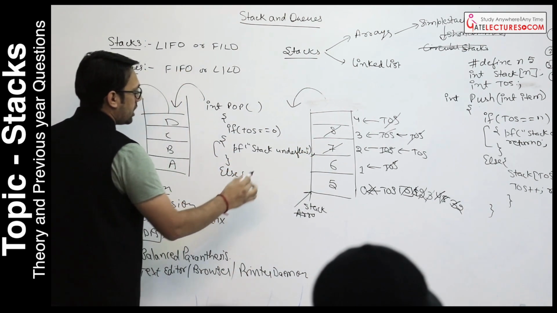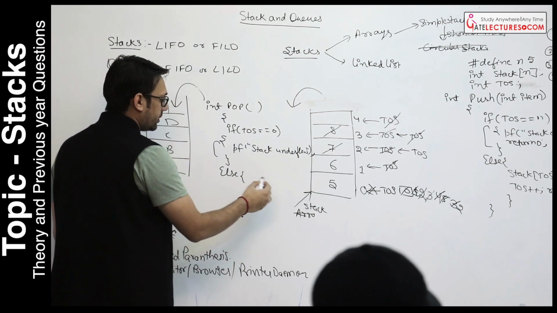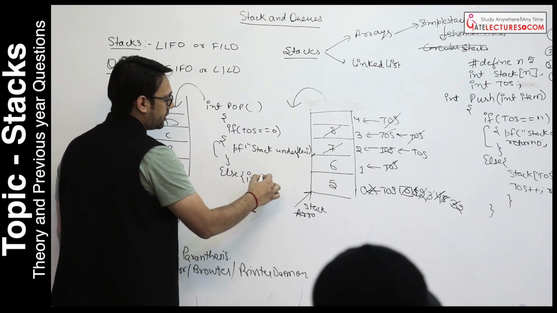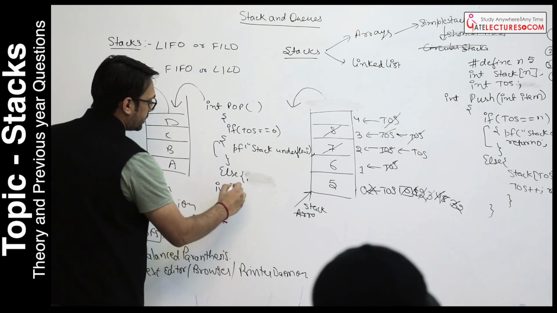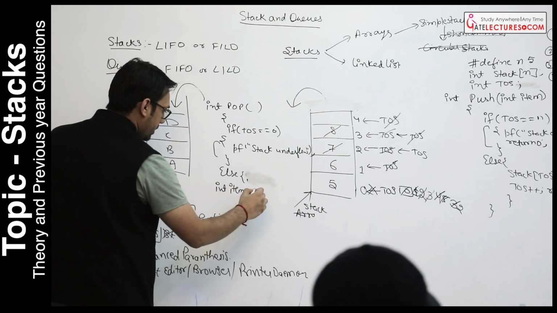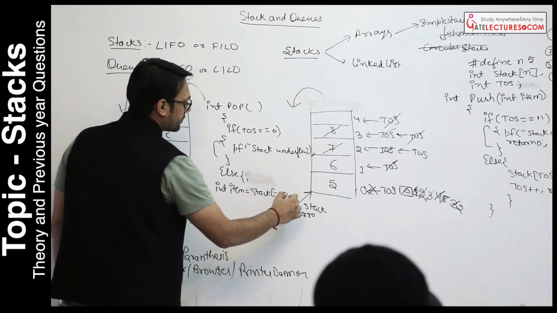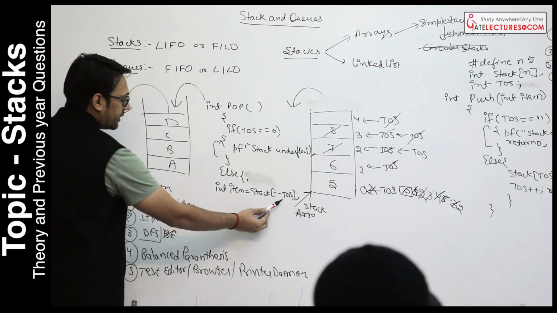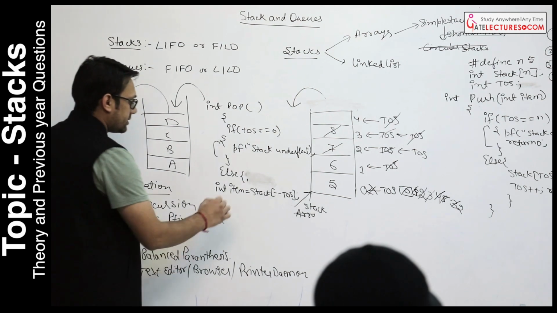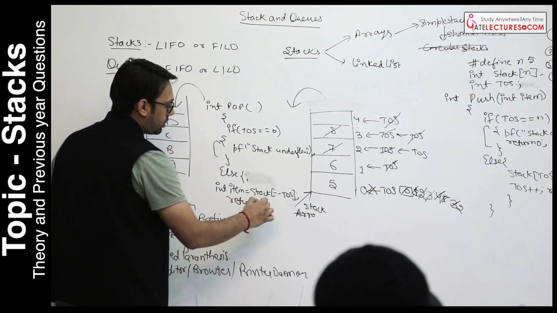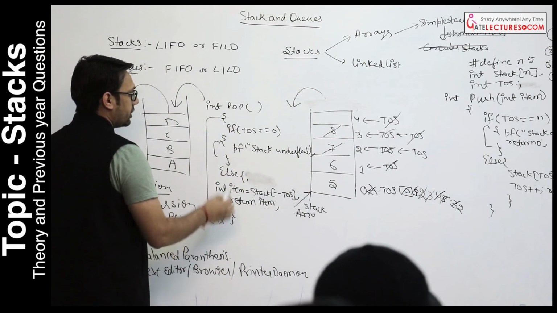Else I have to find out what is the item. For that I have to decrement top of stack. So again I'm going to say integer item is equal to stack of minus minus top of stack. That means decrement the value of top of stack, get the data at that location and store that data into the item. And I can say return item. Because it is a return integer, we are returning int.